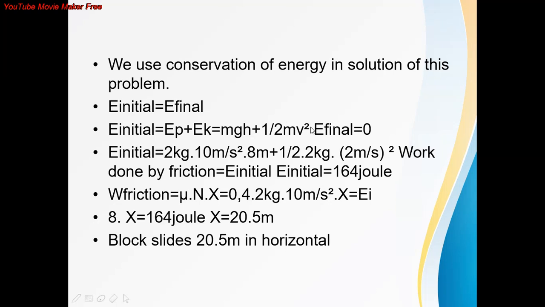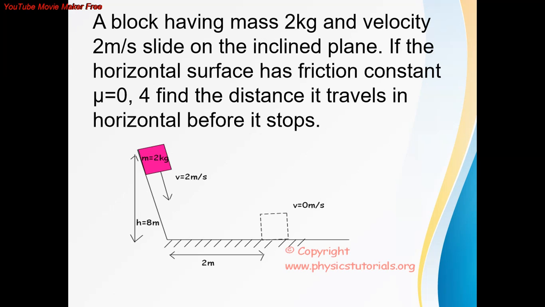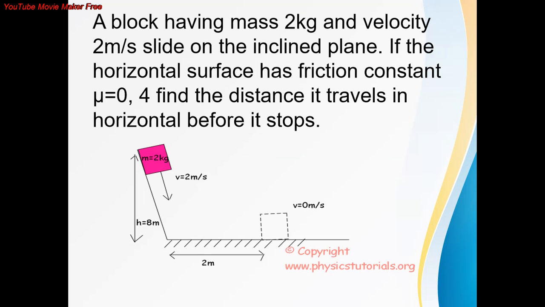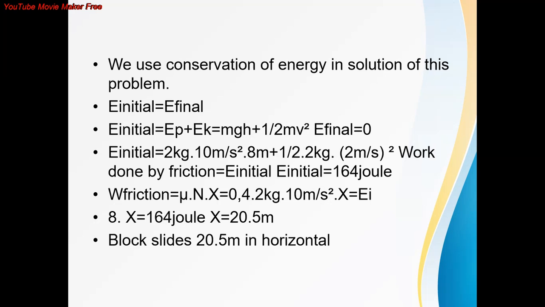Now E final is actually 0. Why? Because when this mass reaches here, there is neither any potential energy, because the height has already been covered, and velocity is also 0 in this case. So definitely the final total energy will be 0. This is what is written here, E final equal to 0. So now we know E final as well as E initial.